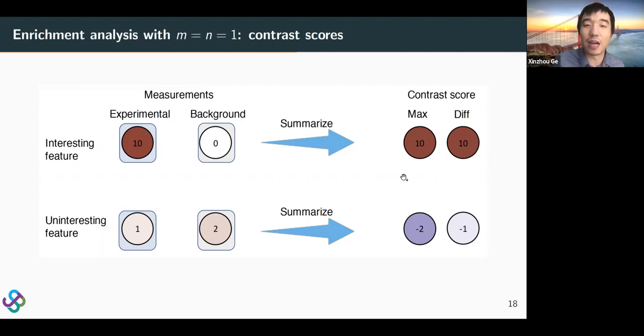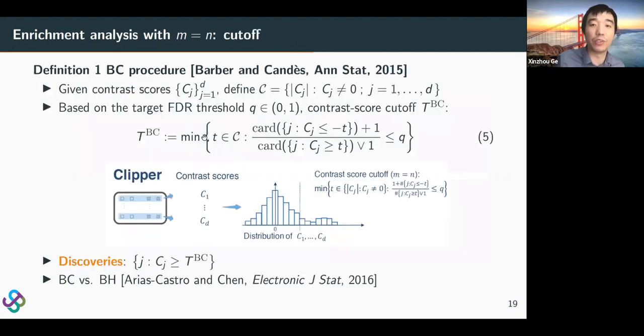And then we will have many features, so we will have many contrast scores. And then we will use this mathematical formula to threshold the contrast scores. If we don't look at the mathematical formula, but only look at this figure, from the D different features or D different genes, we will have the contrast scores from C1 to CD.